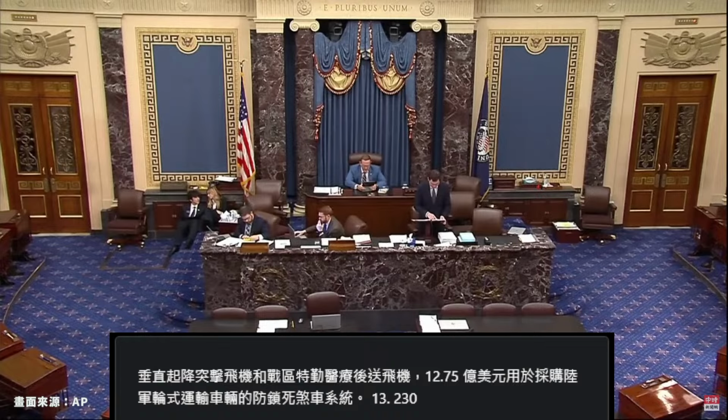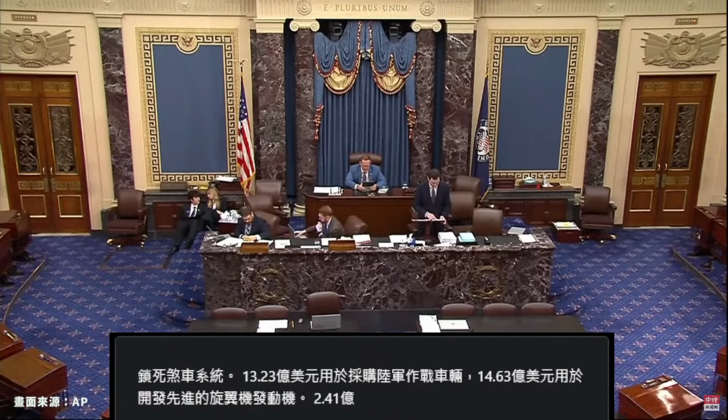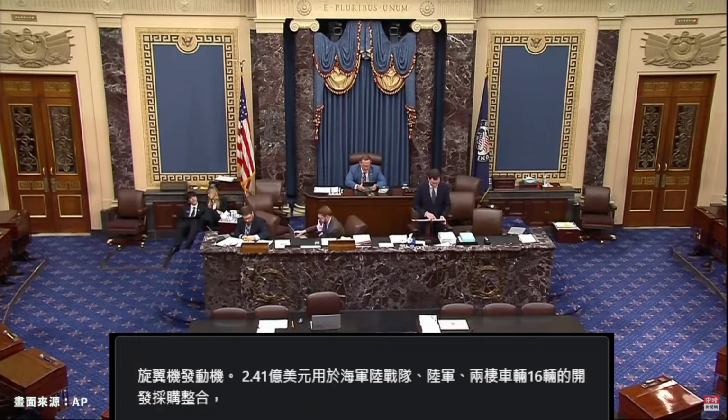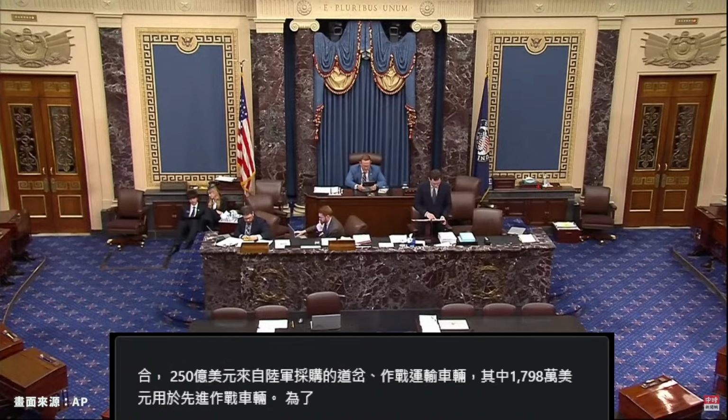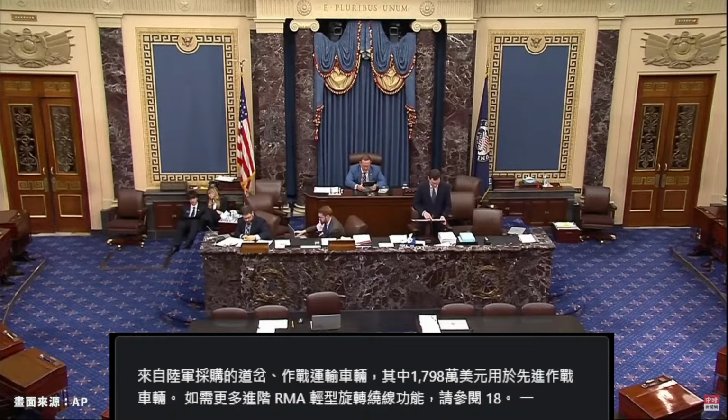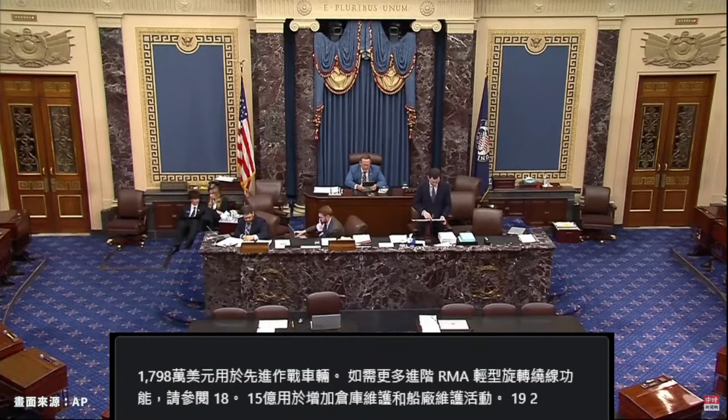15, $241 million for the development, procurement, and integration of Marine Corps amphibious vehicles. 16, $250 million for the procurement of Army tracked combat transport vehicles. 17, $98 million for additional advanced Army light rotary wing capabilities. 18, $1.5 billion for increased depot maintenance and shipyard maintenance activities. 19, $2.5 billion for Air Force facilities sustainment, restoration, and modernization.